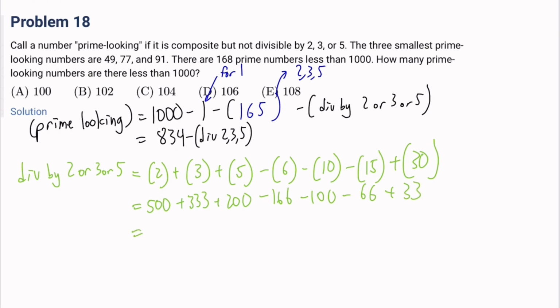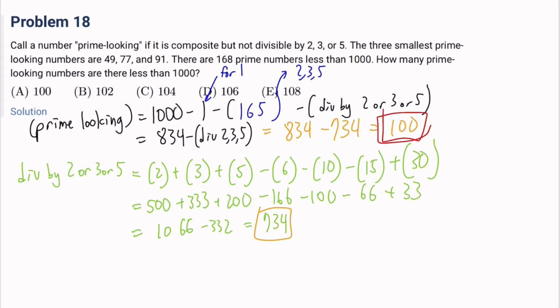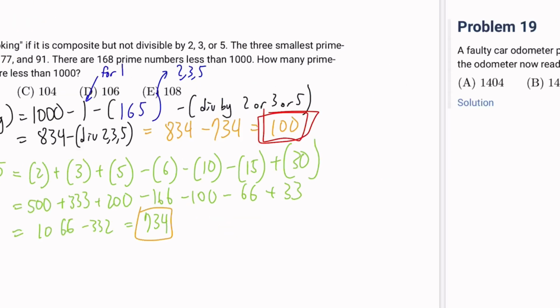And so this is all going to be equal to, this much is 1033, and then this much is 2 times 166, which is minus 332, and this is just plus 33, so that's just going to be 1066 minus 332, so this is going to be equal to 734, right? And so divisible by 2 or 3 or 5, this is going to be 734, so this is going to be equal to 834 minus 734. This is equal to 100 numbers, so this is the answer. It's 100. It's A.